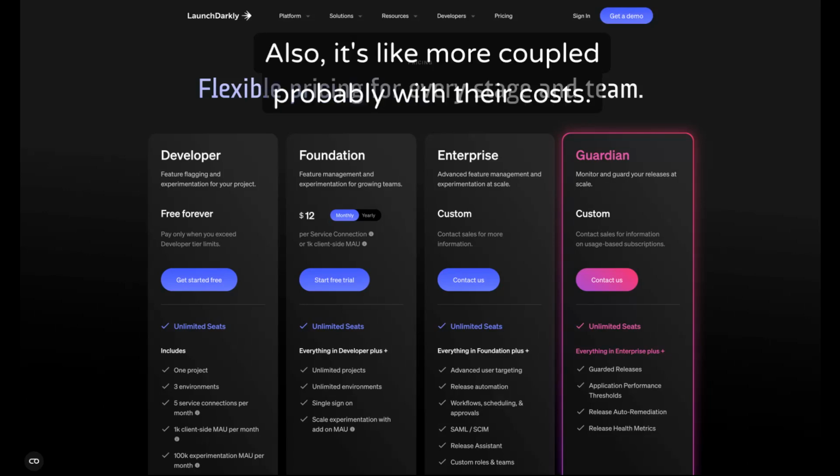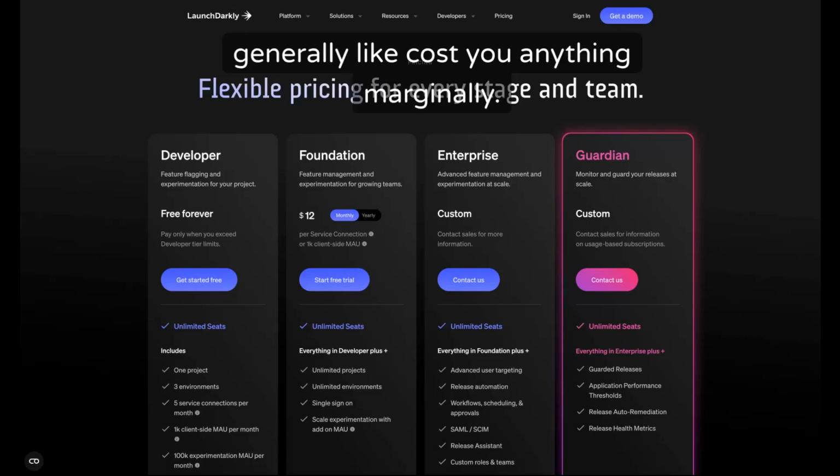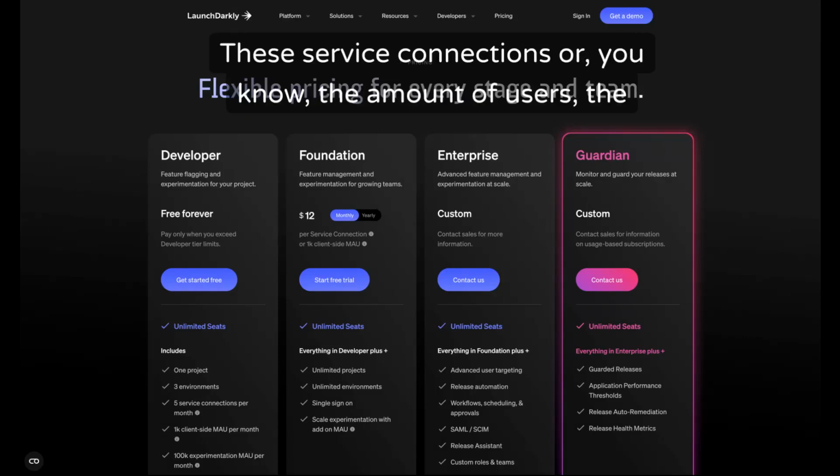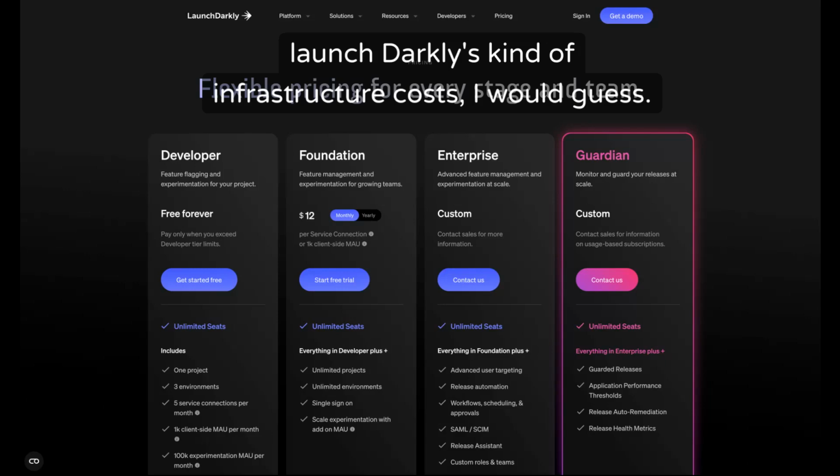Also, it's probably more coupled with their costs. I mean, this is a classic SaaS thing, but a seat doesn't generally cost you anything marginally. These service connections, the amount of users, the amount of checks of flags, things like this, that's much more correlated with LaunchDarkly's infrastructure costs, I would guess.